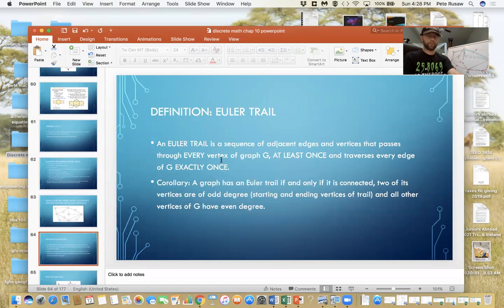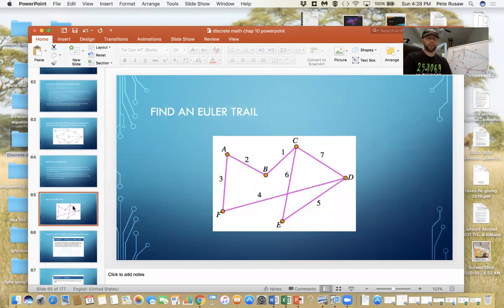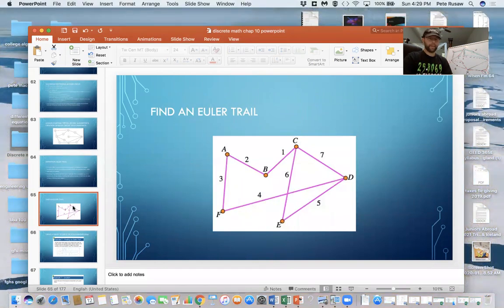I'll just briefly mention Euler trail. Euler trail is just like an Euler circuit, but you start and end in a different place. So there's a couple of practice problems in the book. I've got a couple here. Simply starting and ending at different places.